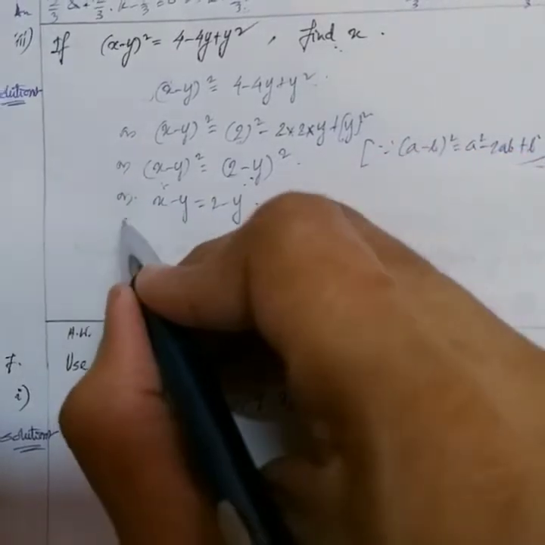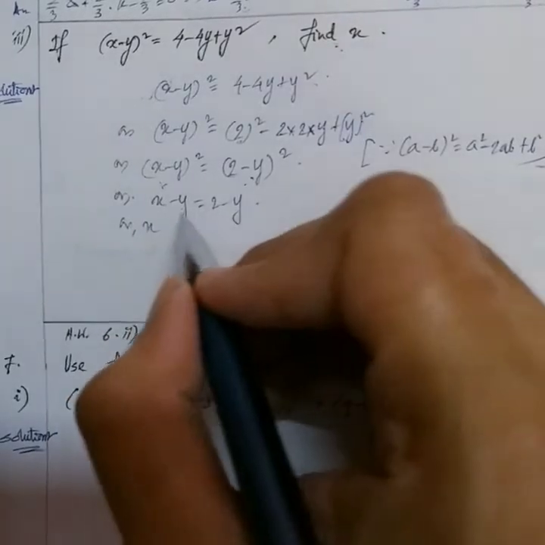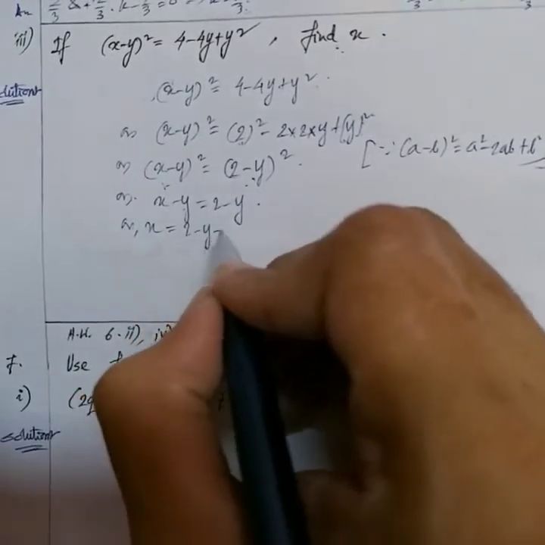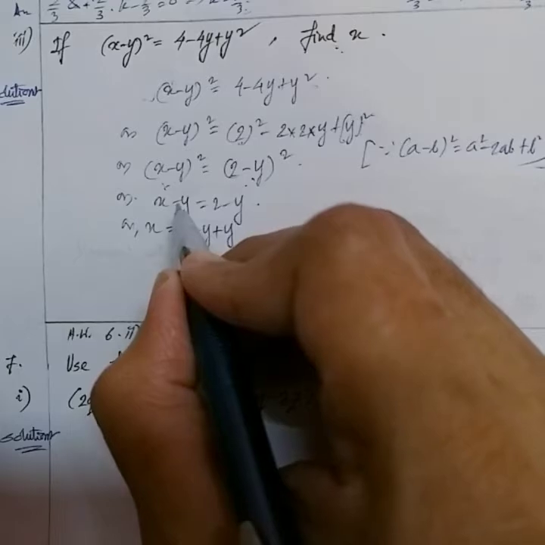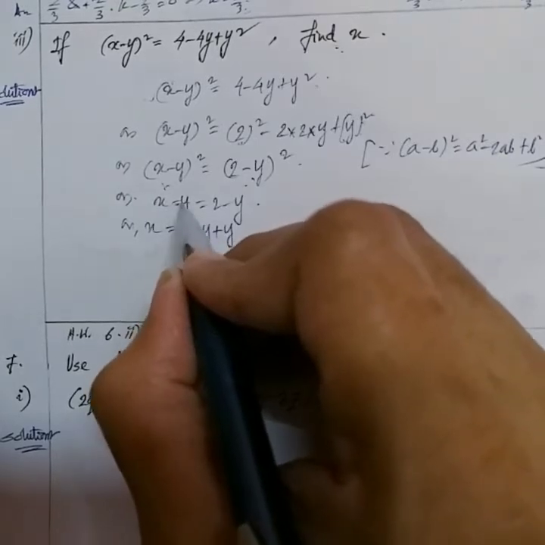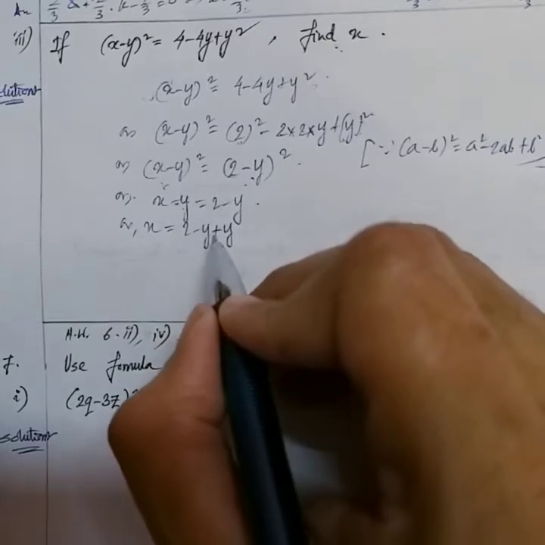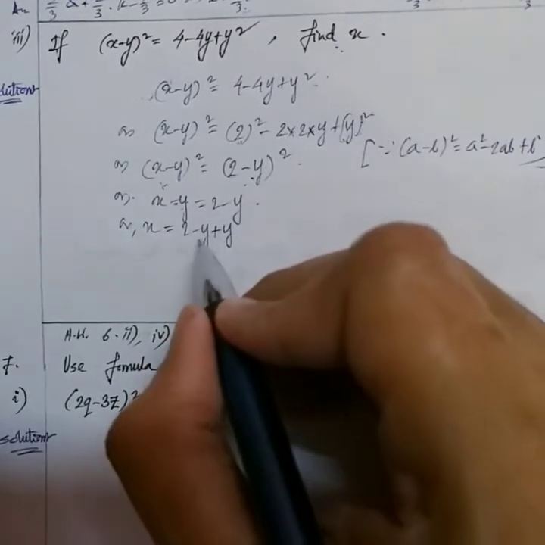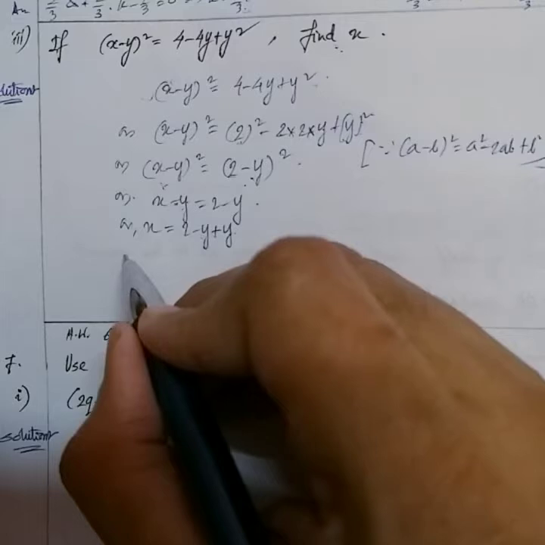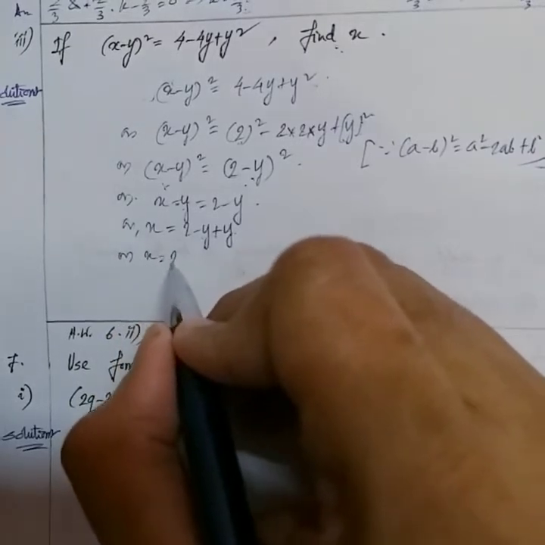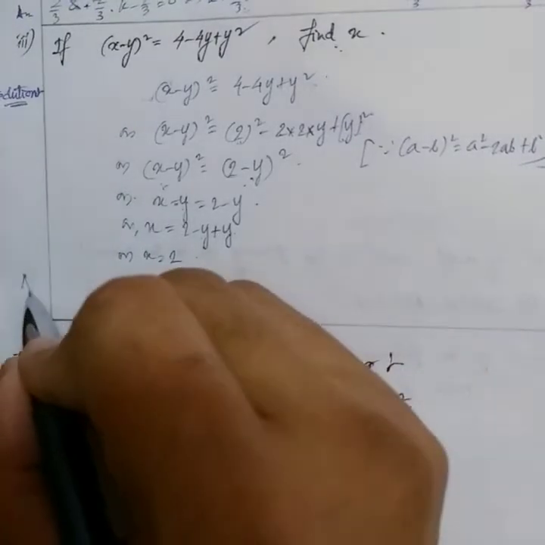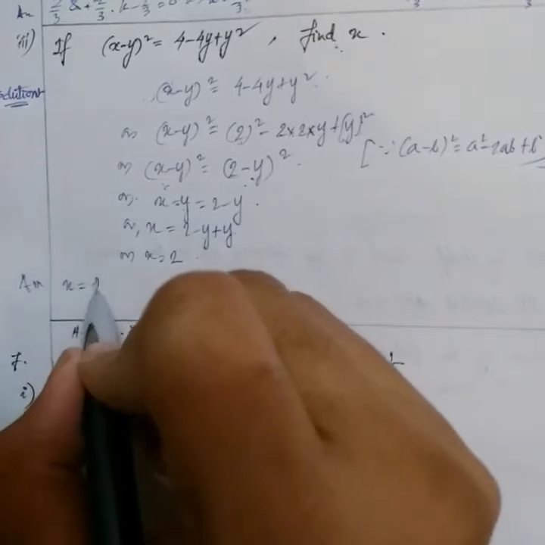Now send this minus y to the right hand side, so you are getting 2 minus y plus y. There is a minus sign in front of this y, so if you take it to the right hand side, this minus sign will change and become plus. So therefore you are getting 2 minus y plus y. Now minus y plus y will cancel out, they will give you 0, so you are getting x is equal to 2. Therefore the answer is x is equal to 2.